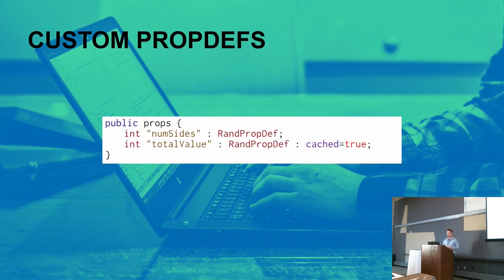If you want to use a specific type of PropDef as well as apply arguments, this gets a little bit weird, but you have two sets of colons now. The type comes first, and then your arguments.